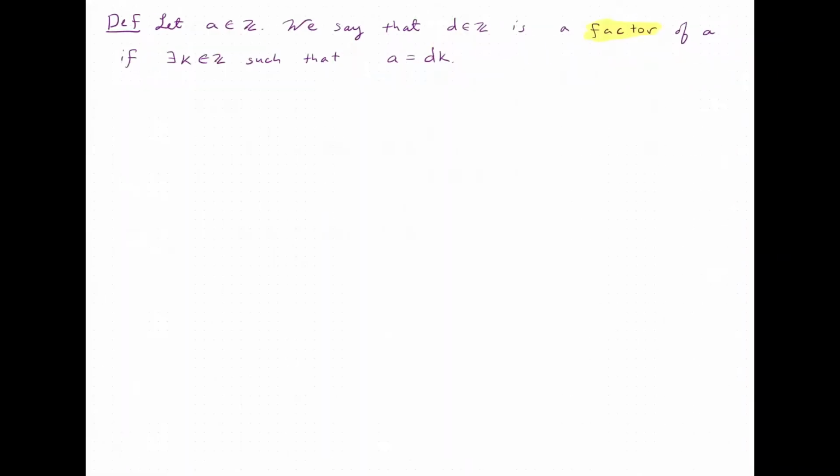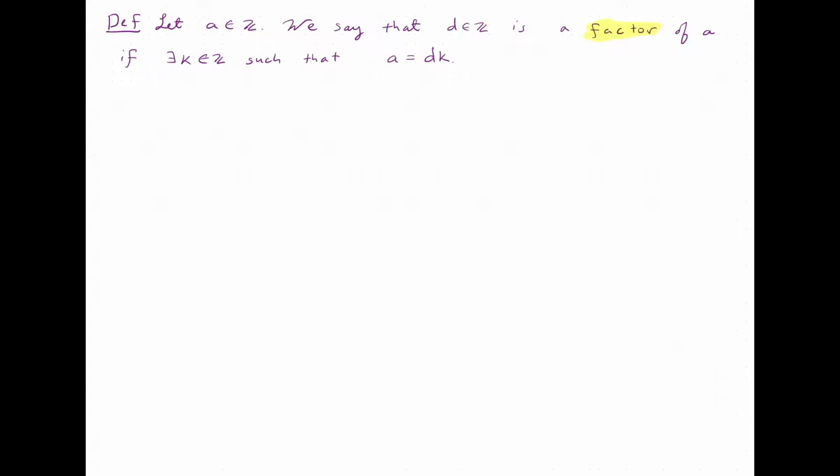And so to start off, let us make a definition. We're going to take some integer a, and we are going to define what it means to be a factor of an integer. We say that an integer d is a factor of a if there is some integer k such that a is equal to d times k. And so now we have that d is a factor of a.